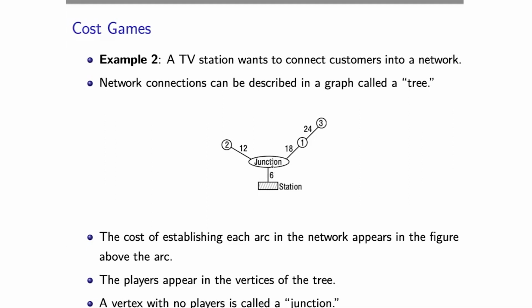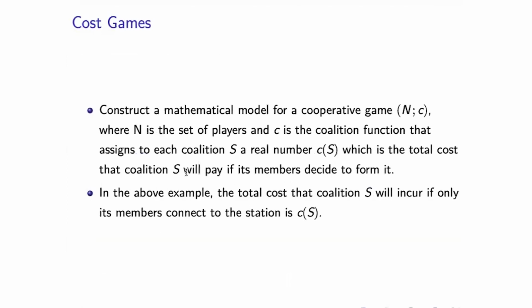Then in order to build a connection from the junction to node 1, it costs 18. In order to build a connection from junction to node 2, it costs 12. And in order to build a connection from 1 to 3, it costs a further 24 units. So this is how we should interpret the table. Now what we want to think of is how this total cost should be divided between the different agents who are being connected to the station.